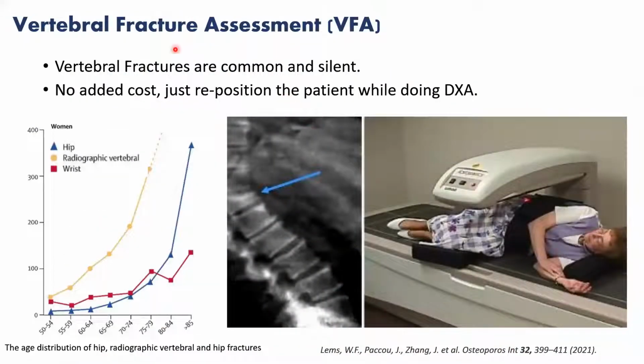The next is vertebral fracture assessment. Vertebral fractures are very common. They are even higher than hip and wrist fractures in all age distributions in CKD. And they are silent fractures. And the good thing is there is no added cost. You just have to reposition the patient to the lateral position while he's doing DEXA. So you can see if this patient has any vertebral fracture, and with the same image, you could take a look at the abdominal aorta to see if this patient has vascular calcification.